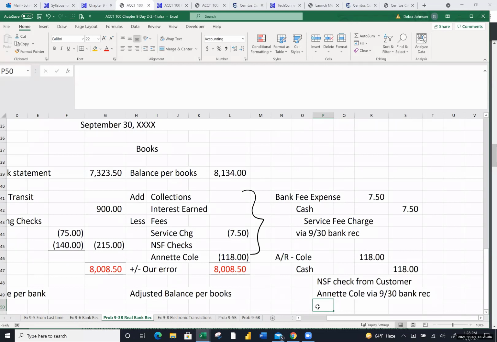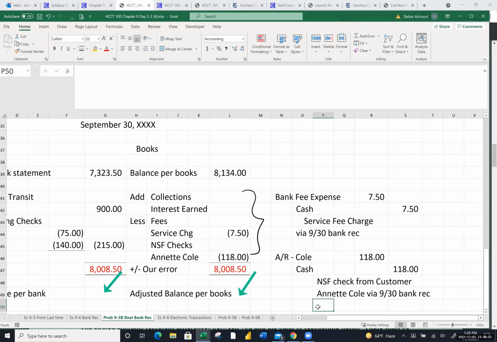That is an example of a more real life bank rec where you have to go in and do the legwork and come up with these reconciling items. I don't have anybody coming in to my books and saying, oh, here's the reconciling items. We have to hunt for them.